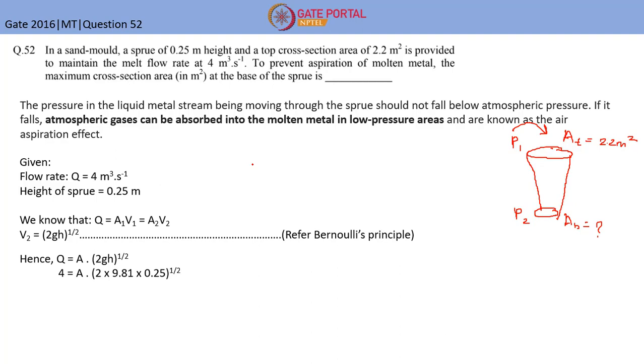Hence Q is 4, and A is the final area, times root of 2gh. So g is 9.81 and h, the height, is given as 0.25, and we have to find out the area. So the area comes out to be 1.806 meter square. Here the top cross sectional area, 2.2 meter square, was not required. In case the flow rate is not given, then you can use that value also to find the final answer.